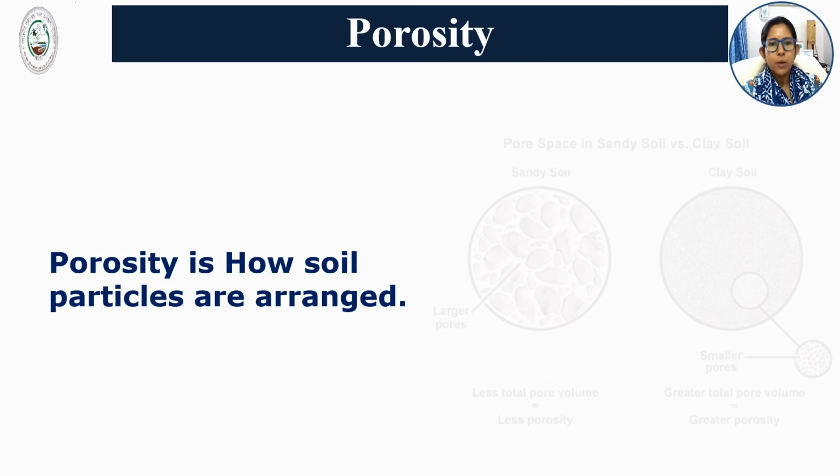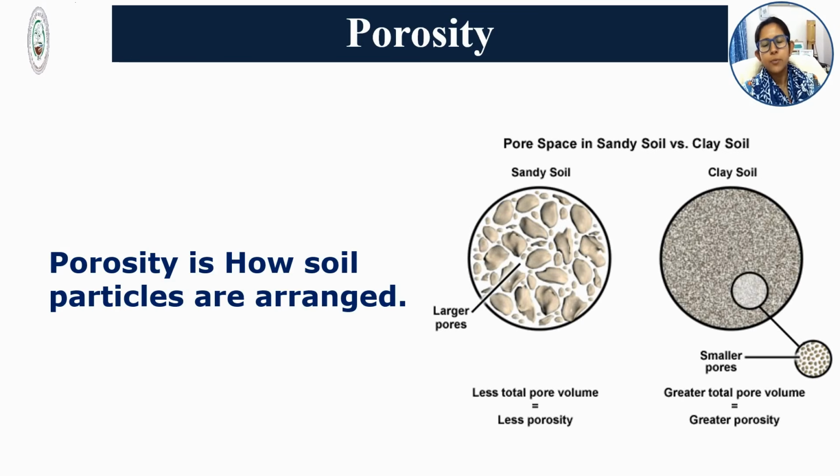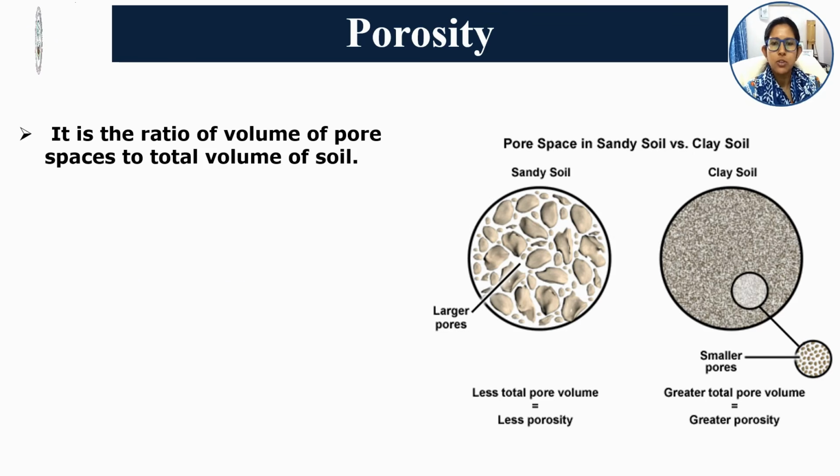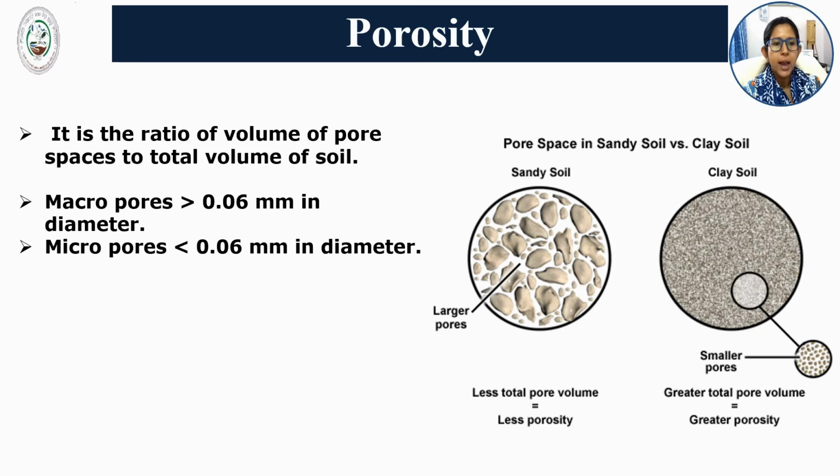The next important soil property is porosity, which is a derived property depending on how the soil particles are arranged, because we know that the soil is composed of three phases, that is solid, liquid, and gas. And when the soil particles, the organic and mineral matter, are arranged, they are arranged in such a way that in between there are pore spaces, which results in the movement of air and water through the soil profile. It is the ratio of the volume of pore space to the total volume of the soil which is defined as the porosity. The macro pores are generally 0.06 mm in diameter or more, and the micro pores are less than 0.06 mm in diameter.